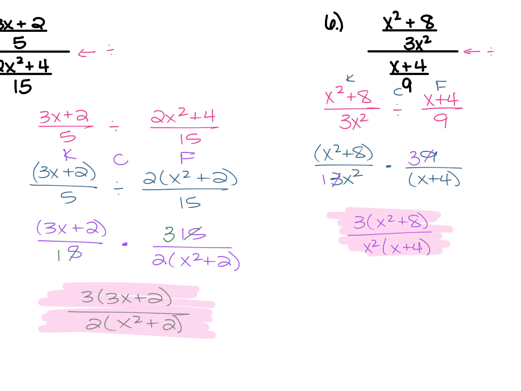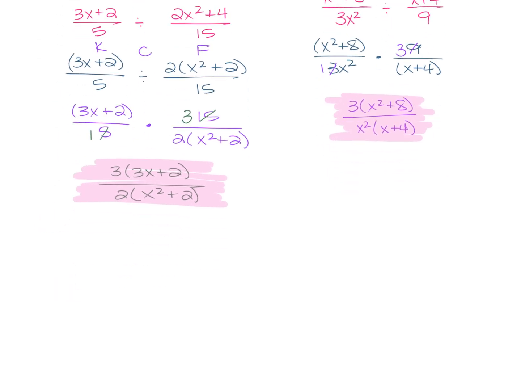And I know I didn't say this with the last one, but just like with your multiplying and your dividing, I want you to keep it in factored form. So even though there's that 3 in front of the x² + 8, keep it in front. Even though there's an x² in front of that x + 4, keep it in front. Do not multiply it in. Leave it in factored form.